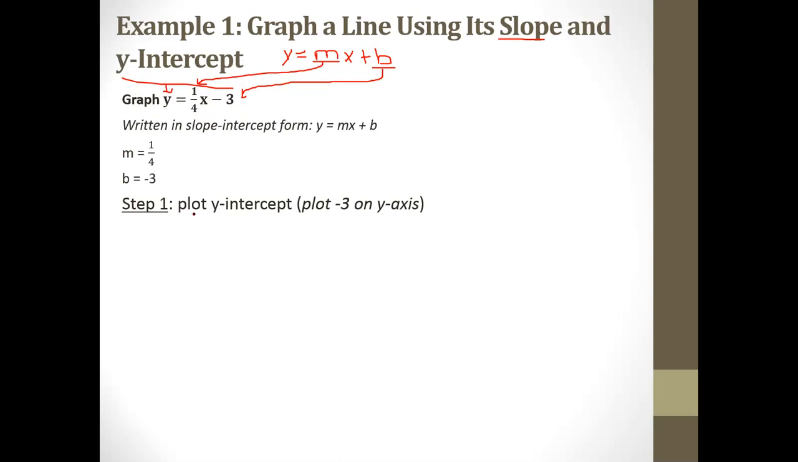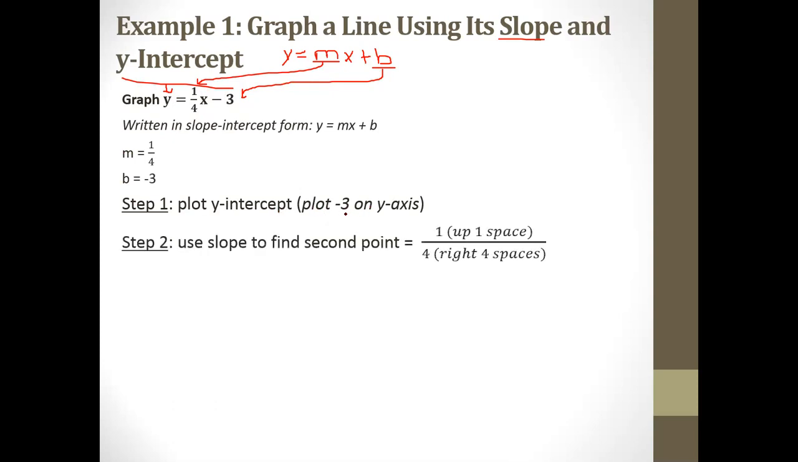The first step you want to take is you want to plot the y-intercept on your coordinate plane. So you will go to negative 3 on the y-axis and plot that point. Next, you would use the slope to find the second point. Remember, our slope is 1/4. Because it's a positive 1 in the numerator, we're going to move up 1 space. A positive 4 in the denominator, we're going to move to the right 4 spaces. So this is up, and then right 4 spaces based on that number that's in our denominator. And then we'll connect these 2 points from step 1 and step 2 to make the line.